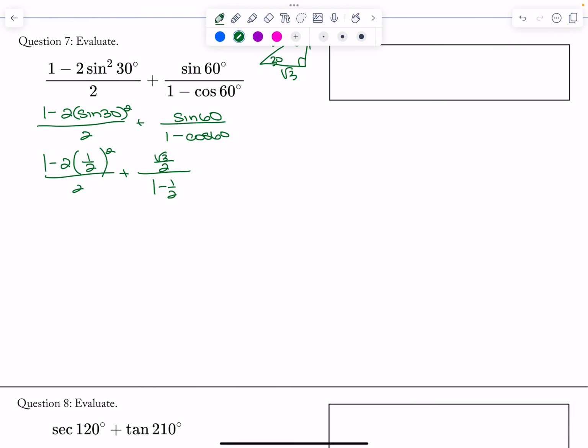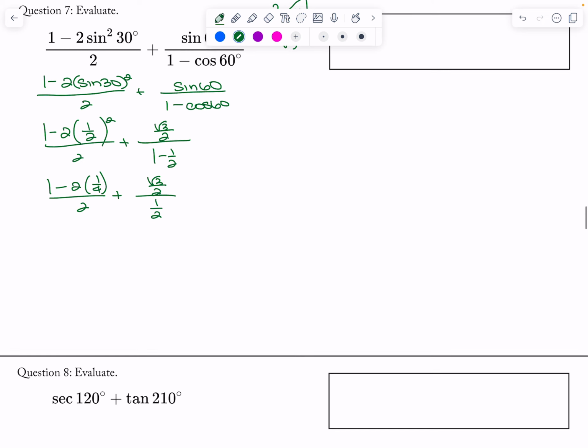Okay, so now I have 1 minus 2 times 1/4 over 2 plus root 3 over 2 divided by 1/2, because 1 minus 1/2 is 1/2. So I have 1 minus 1/2 in the numerator because I can cross that out and reduce with 2. And then root 3 over 2. And then I'm going to invert and multiply my denominator. So I get 2 over 1.